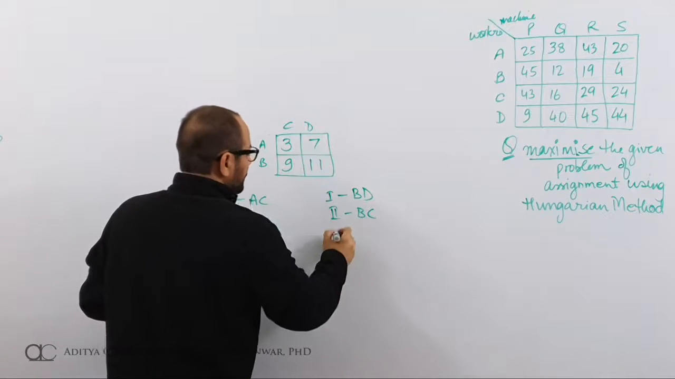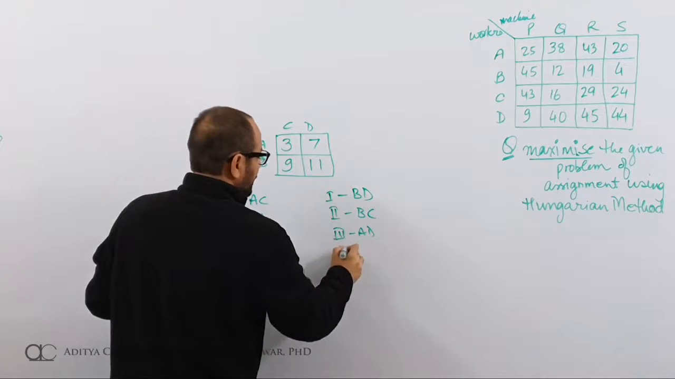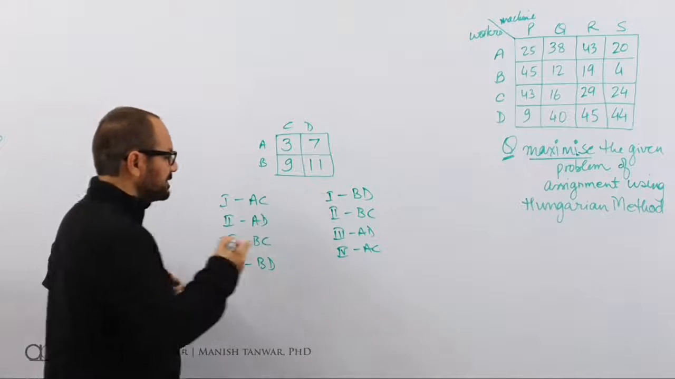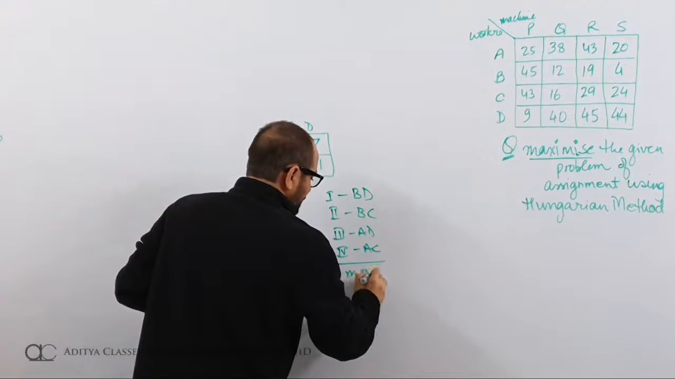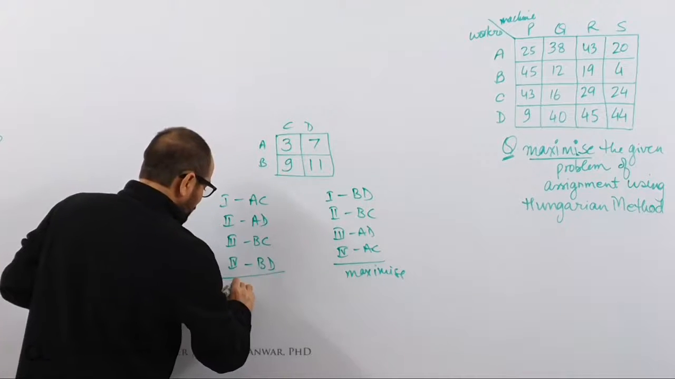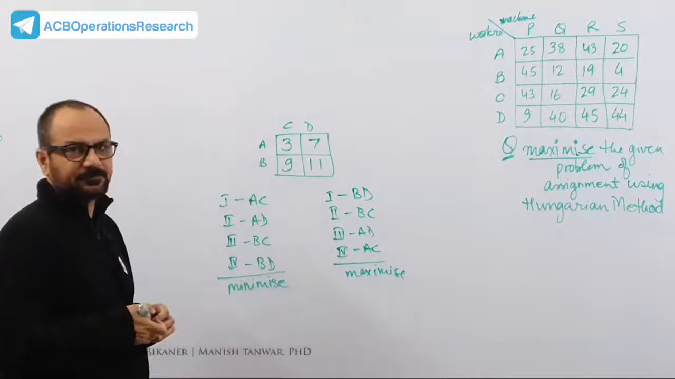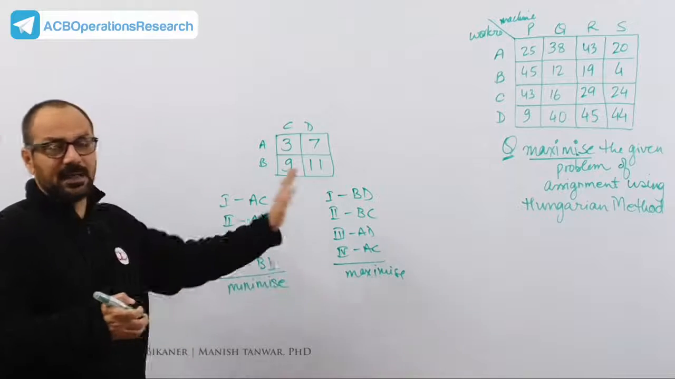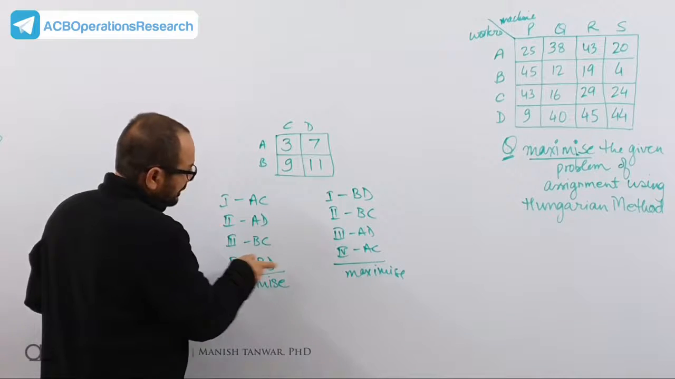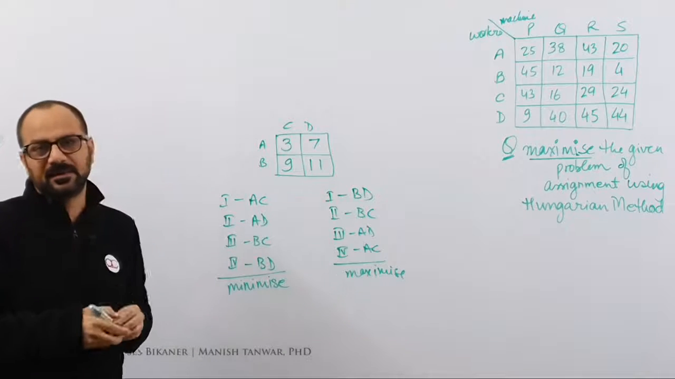Third choice would be A to D. And final choice would be A to C. So this will be my sequence if I am trying to maximize my return, and this would be the sequence if I am trying to minimize my returns. Now, if we look at these priorities, you will see AC, AD, BC, BD, and AC, AD, BC, BD, an exact reversal of my priorities.